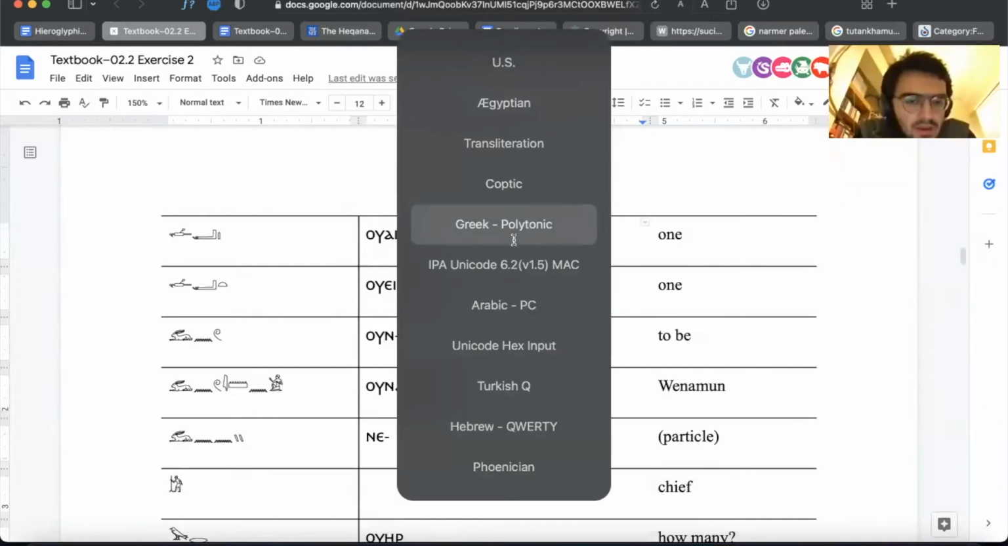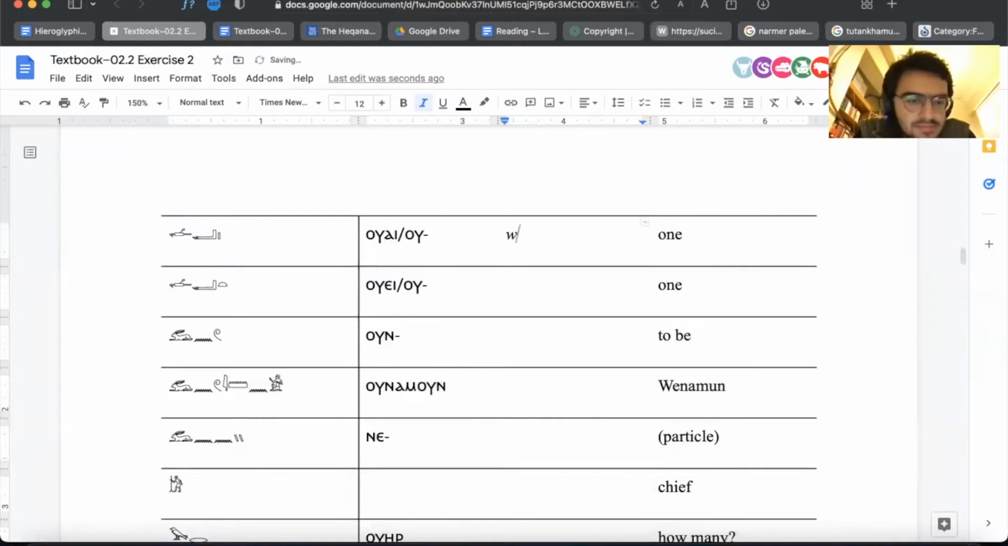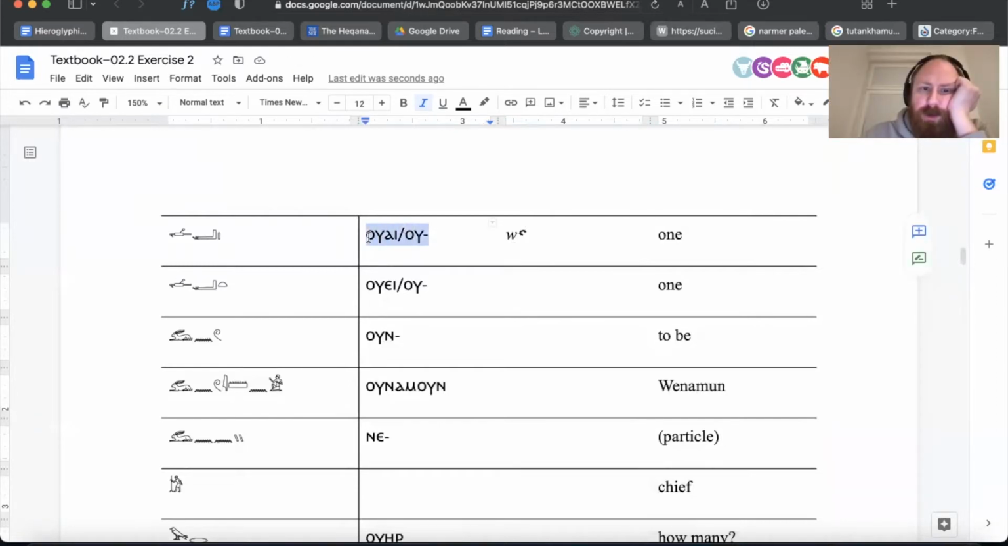Wa. Ayn. Okay. And then I give two values here. Mustafa, why do I give two Coptic equivalents?